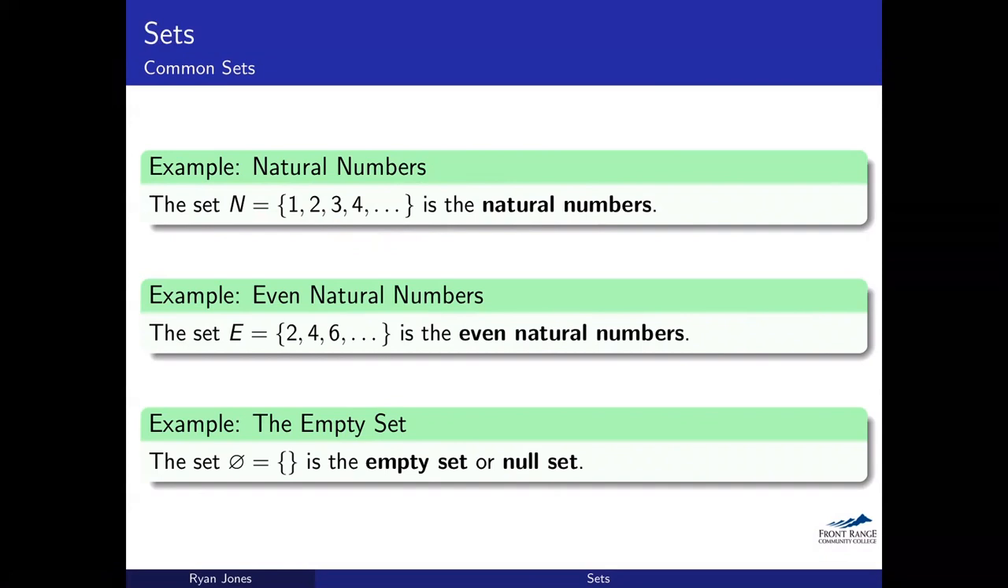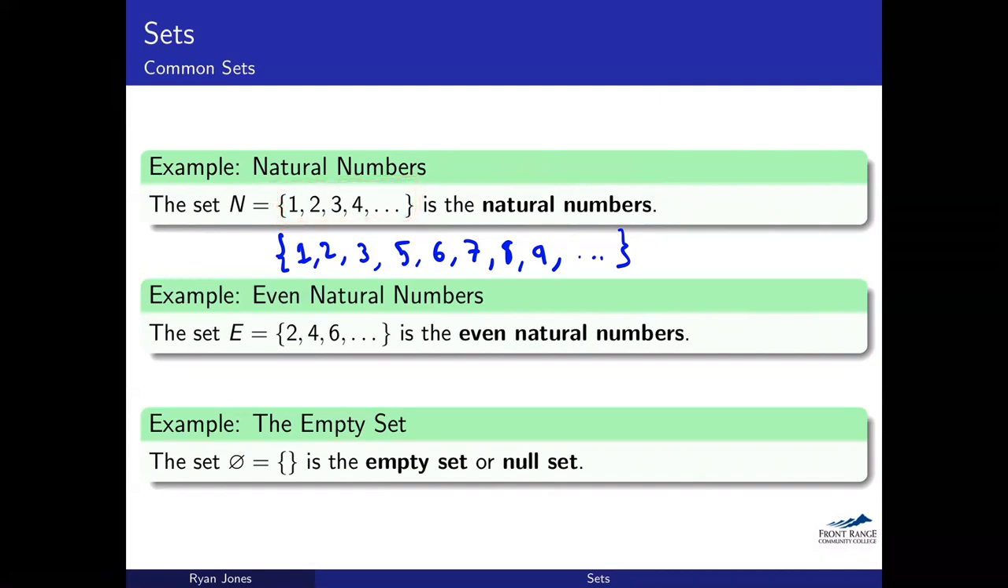Let me be very clear. If I write the set 1, 2, 3, 5, 6, 7, 8, 9, and then I keep going on, that is not the natural numbers because it doesn't include 4, right? There's a 4 missing right there. So this is a set of numbers, but it's not the natural numbers. We reserve the definition of natural numbers solely for just this set exactly. Okay.